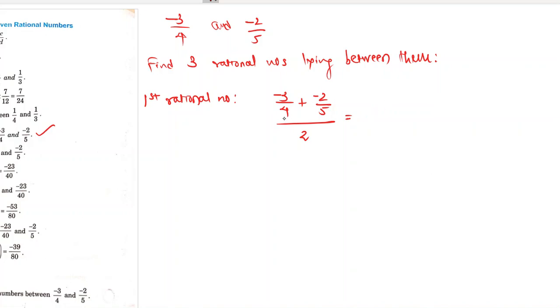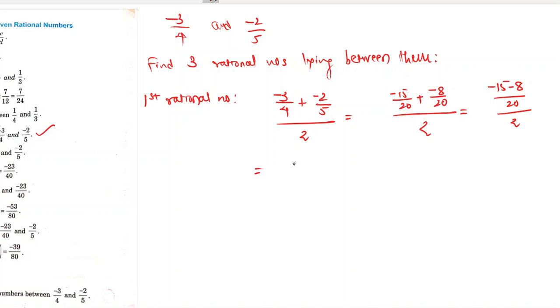So what should I multiply by 4 to make it 20? 5. So I will directly write, okay? So minus 15 by 20 plus, what should you multiply to 5 to make it 20? 8. So minus 8 by 20, the whole upon 2. So this is minus 15 minus 8 by 20, the whole upon 2.